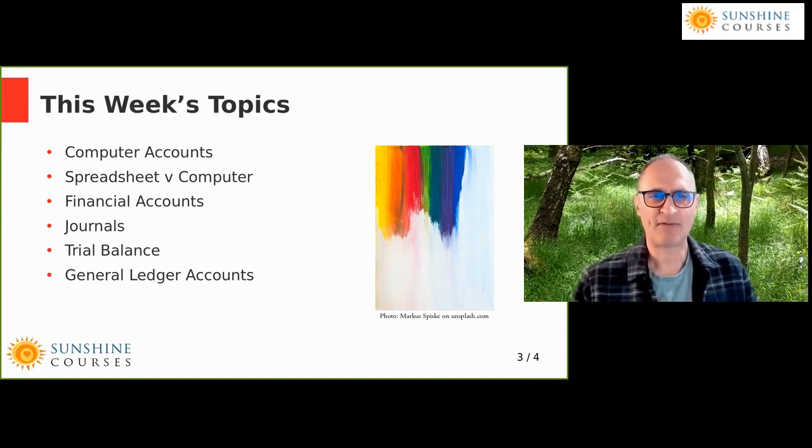So we're going to have a brief look at the difference between the spreadsheet and the computer accounting. Then we're going to look at a set of computerized accounts, and see the financial accounts themselves, how they're prepared. We're going to look at journals, the trial balance, and something called the general ledger. The general ledger is another really invaluable tool for helping you pick up if you've made errors and how to correct them. So we'll get onto that in due course.